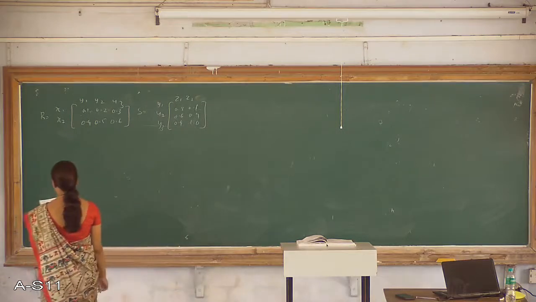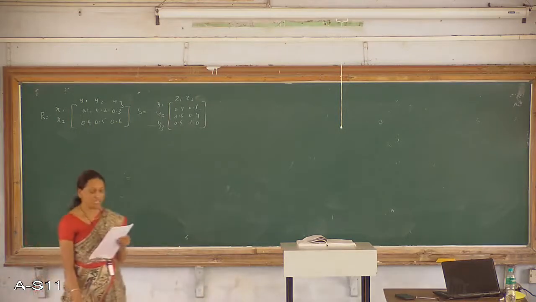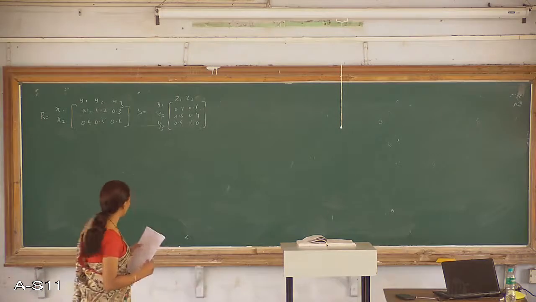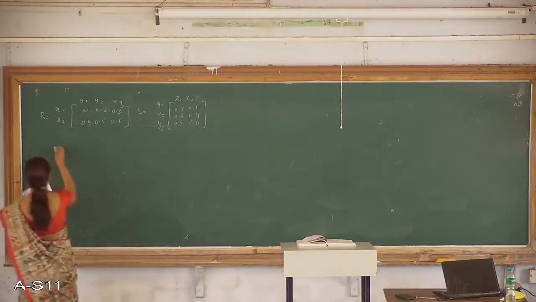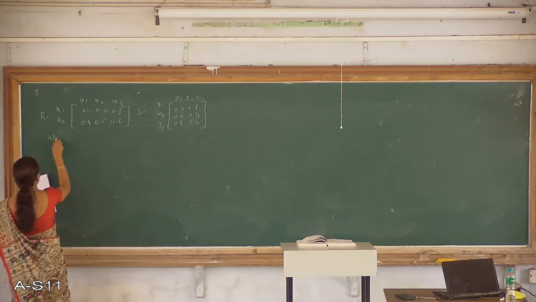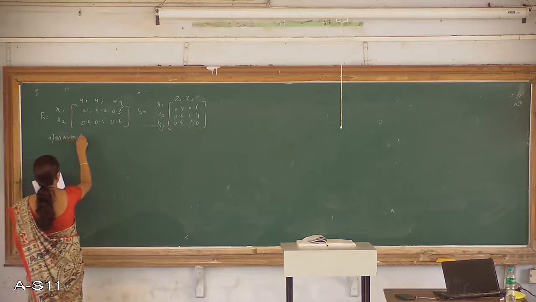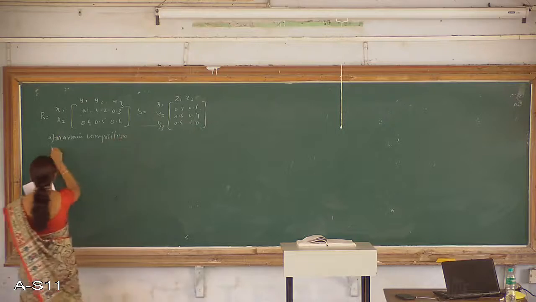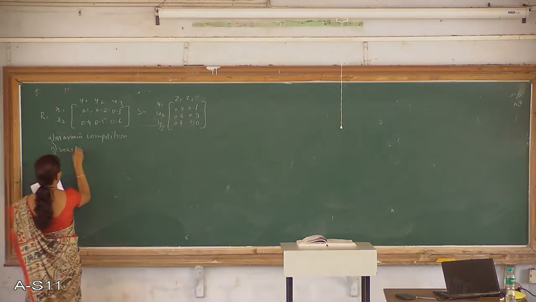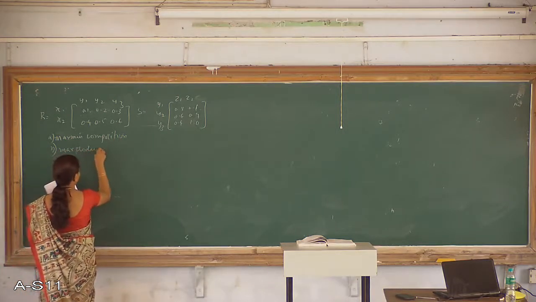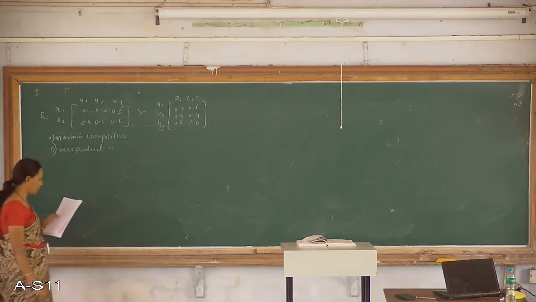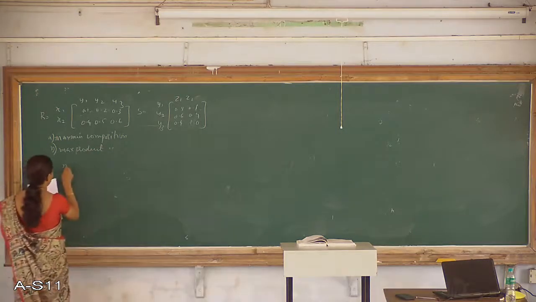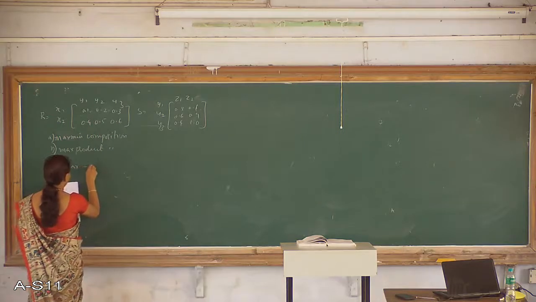Perform composition over the two given fuzzy relations. So the first one is max-min composition. The second one is max product composition. So for the max-min composition, note down the max-min composition.